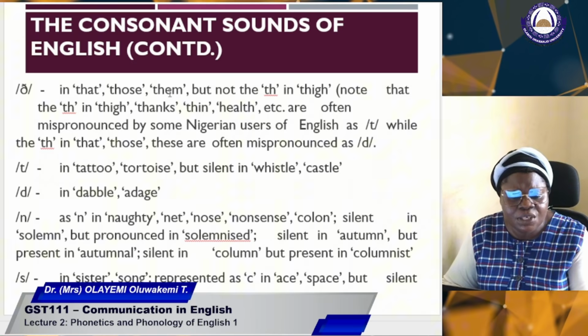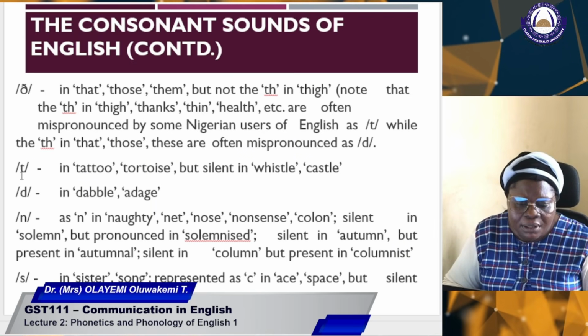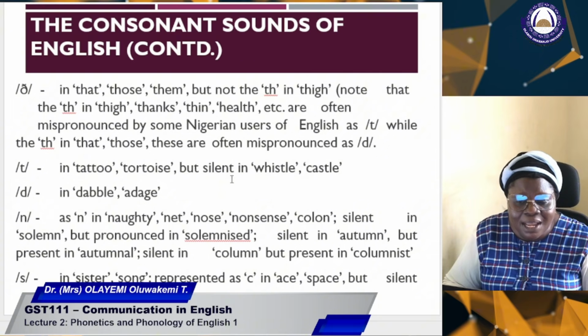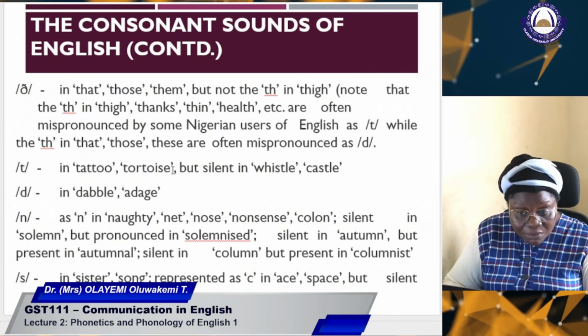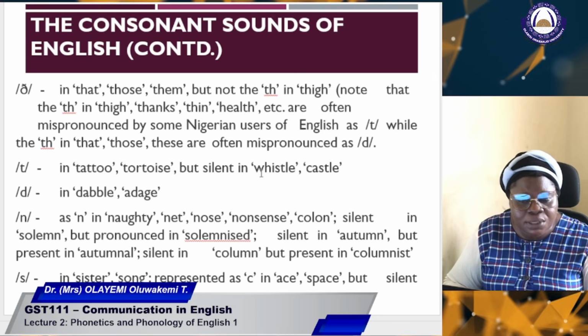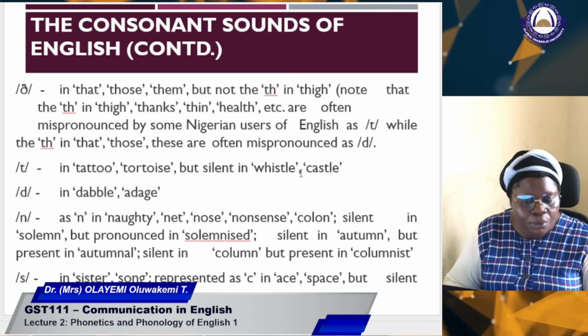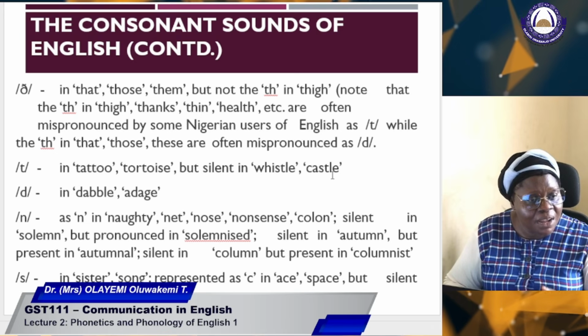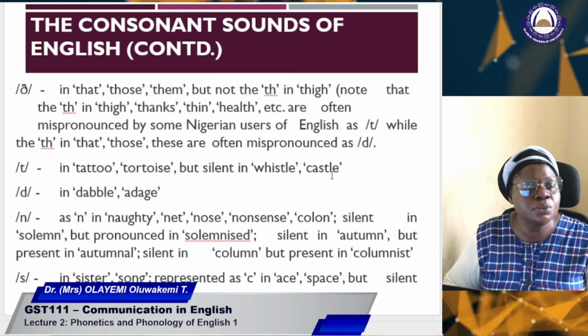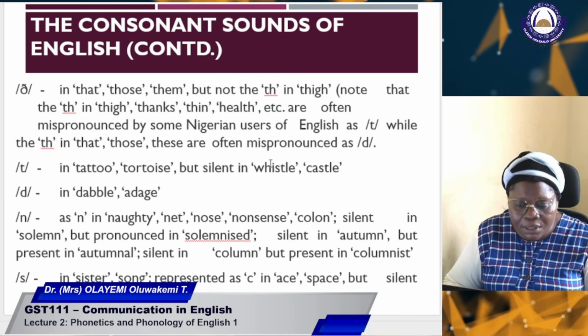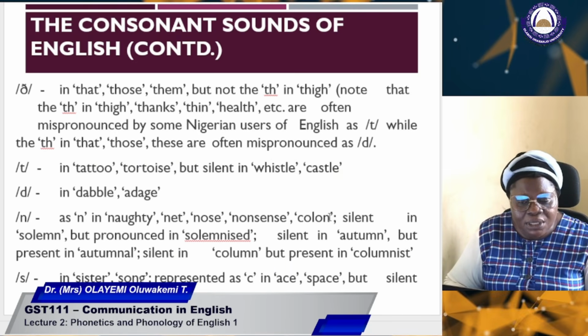Now we have the sound t. You can see the sound t in tattoo, in tortoise. It's also in the word silent at the end of that word. But it's silent in the word whistle. Whistle, castle. My father bought a castle and kept his whistle there. Can you see? Castle, whistle. Okay, my father bought a castle.